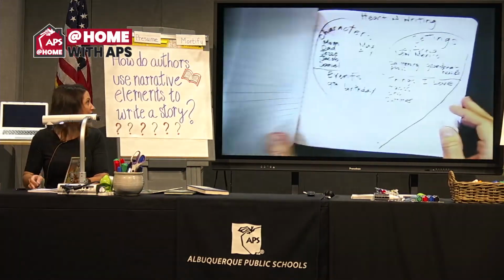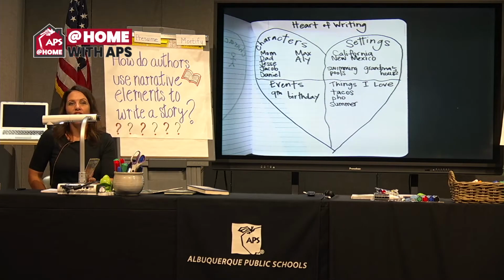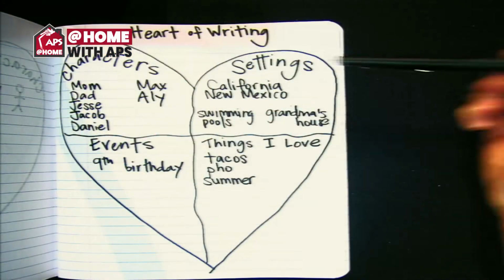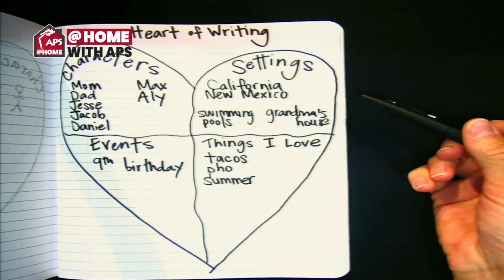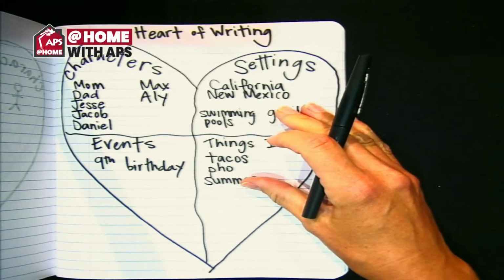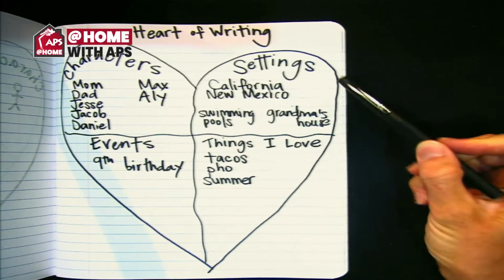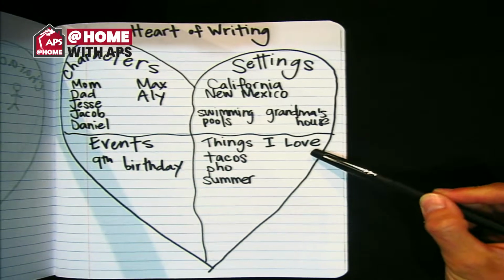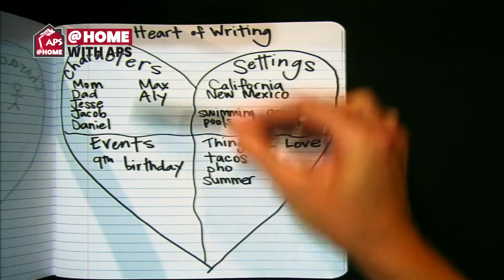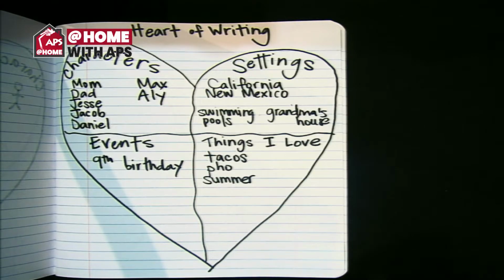Inside our writer's notebook, I start with the heart of writing. The heart of writing is a brainstorming page. If you're ever feeling like, I don't know what to say next, or I don't know what to write next, you can look in your heart of writing for ideas. The heart of writing has characters, settings, events, and then things you love. This is called a brainstorming technique. It helps you get your ideas together.